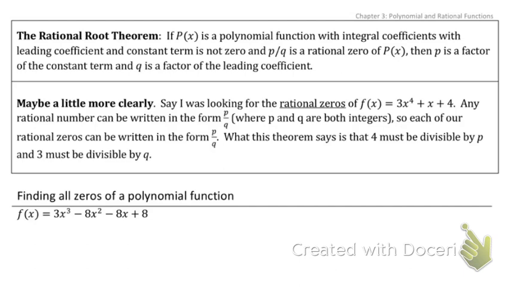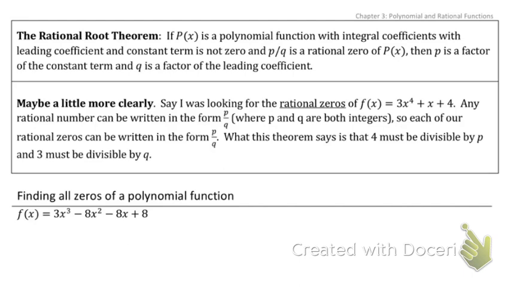Let's say I'm looking for rational zeros of 3x to the fourth plus x plus 4. Any rational number can be written as p over q. So I'm saying any rational number can be written as a fraction. So if I have 4, I can write it as the fraction 4 over 1. So I can write anything as a fraction where both p and q are integers. Do we believe that? Yes. You can. That is 100% true. All right. So each of our rational zeros can be written in the form p over q.